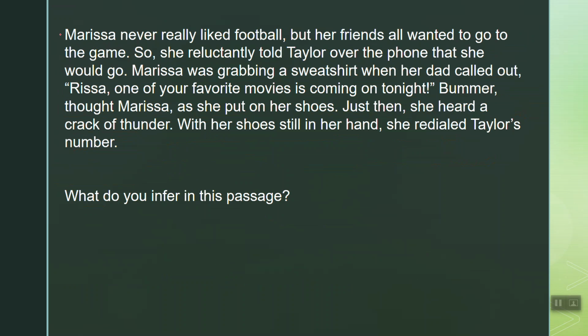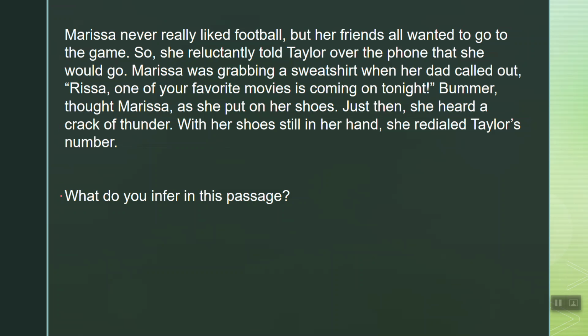Follow along as I read. Marissa never really liked football, but her friends all wanted to go to the game. So she reluctantly told Taylor over the phone that she would go. Marissa was grabbing a sweatshirt when her dad called out, "Marissa, one of your favorite movies is coming on tonight." Bummer, thought Marissa as she put on her shoes. Just then she heard a crack of thunder. With her shoes still in her hand, she redialed Taylor's number.